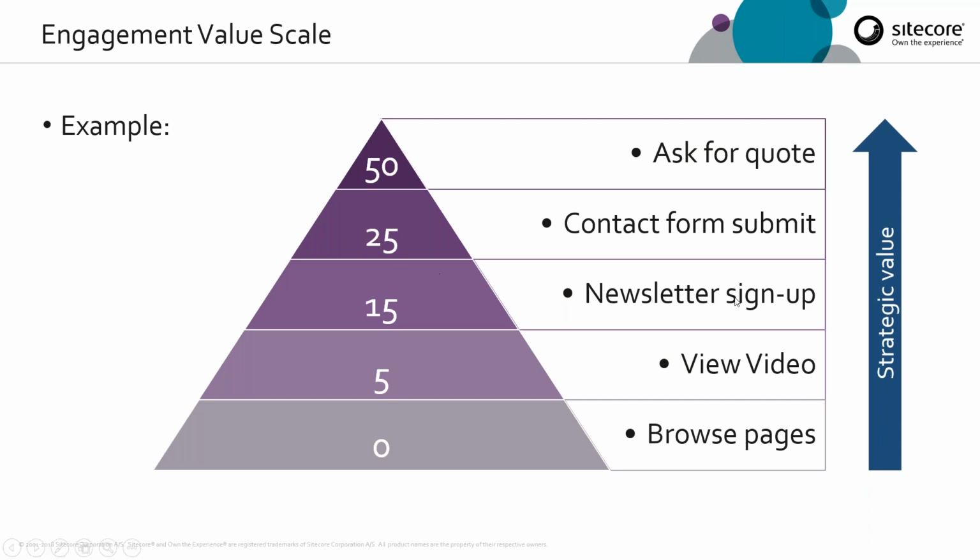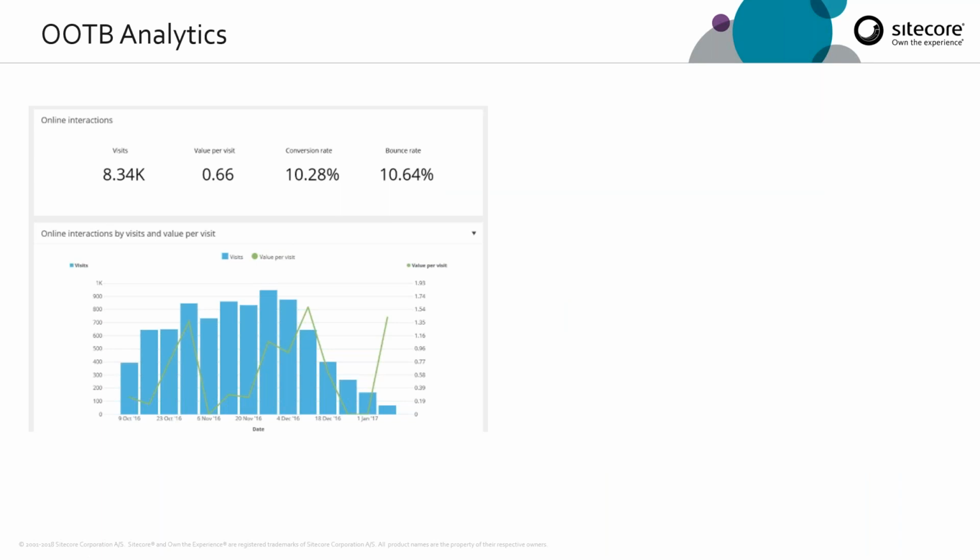And in between, anything where you collect user information like an email address or a phone number obviously should have a fairly high strategic value as well. So this is a simple model, but when you overlay this and add this dimension to the raw traffic numbers, you get some interesting perspectives. And these are out-of-the-box analytics.